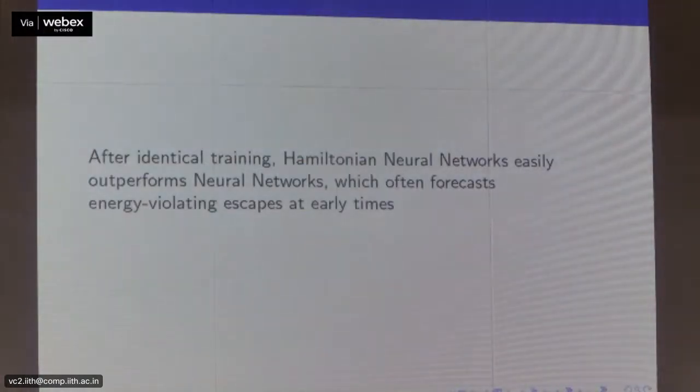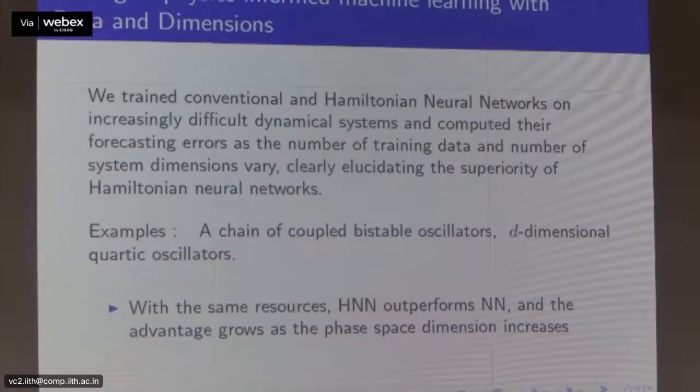So again, identical training easily performs, and even this energy violating escapes, even at early times, it does not see. This is just a summary; at the end, I just put down some of the papers. All this was based on that. And if you have to sell an idea, you have to do a bunch of exercises. And indeed, we did coupled bistable oscillators, d-dimensional Hénon oscillators. But the bottleneck is the same. Each is almost the same.